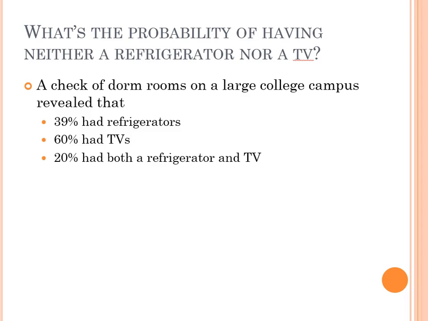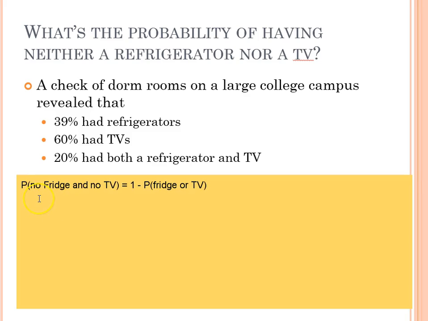This last problem uses the complement rule a lot. So it's asking what's the probability of having neither a refrigerator nor a TV. So we want the complete opposite. So the complete opposite of having no TV and no fridge is that you either have a fridge or a TV, or maybe both, which is included in this. So we're going to subtract having a fridge or a TV from 1, and that's going to give us the complete opposite of having no TV or no fridge.